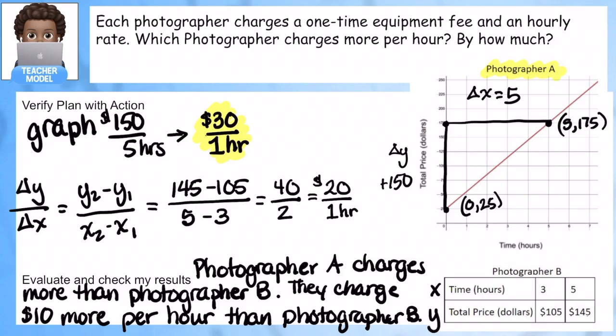There are my big takeaways. I'm identifying the slope on a graph, using my triangle to help me find change in y over change in x, and finding the slope, the rate of change, on a table, again using change in y over change in x. Hit pause and jot this down in your notes.